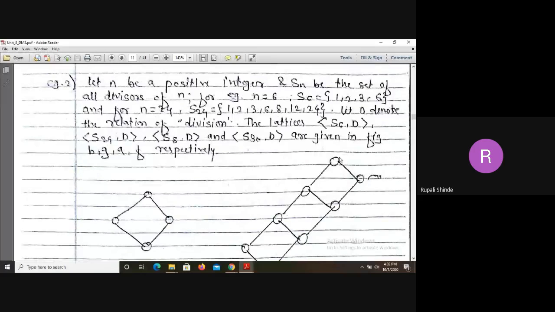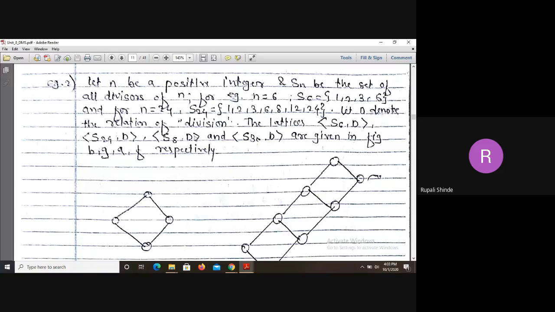So here in this question, some sets are given. Let n be a positive integer and S of n be the set of all divisors of n. For example, if you take the value of n as 6, then S of 6 is equal to 1, 2, 3, 6. In short, this set will include all the divisors of 6. Likewise, if you take n equal to 24, then the set S24 will include all the divisors of 24, like 1, 2, 3, 4, 6, 8, 12, and 24.